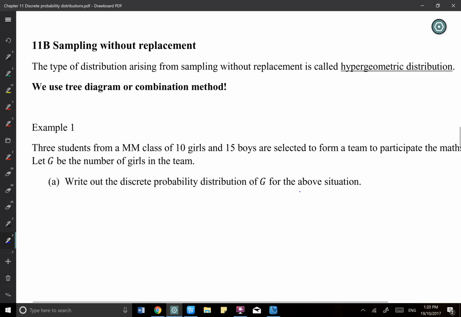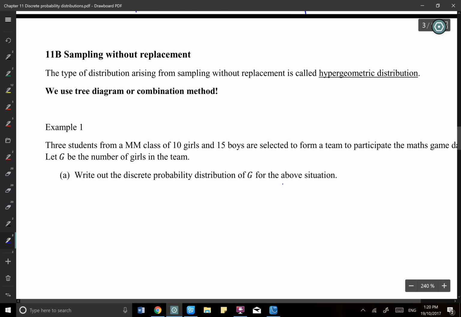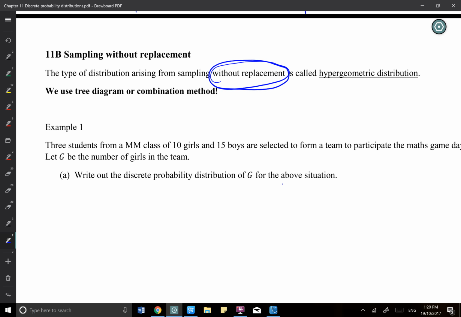Okay, let's come back to this part. What we have is the type of distribution arising from sampling without replacement. I just want you to highlight this part, without replacement. You are dealing with something without replacement. And this kind of selection, what is a without replacement case?